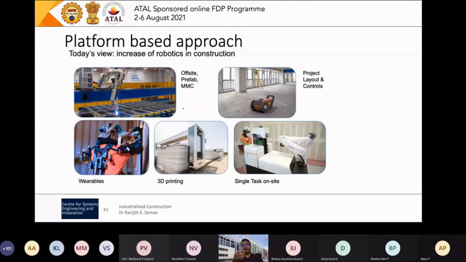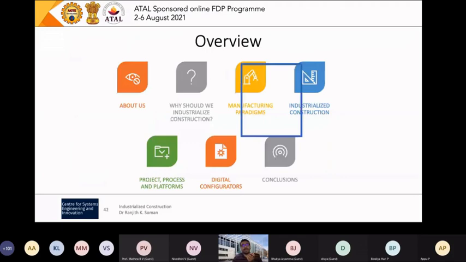Some of the things have to be manufactured precisely, with customizability, so we are thinking about manufacturing techniques such as 3D printing for that. Then there are a lot of robots which actually assemble this on the site. They're called single task robots, and they are doing it faster than previous methods. So that's an idea about industrialized construction.